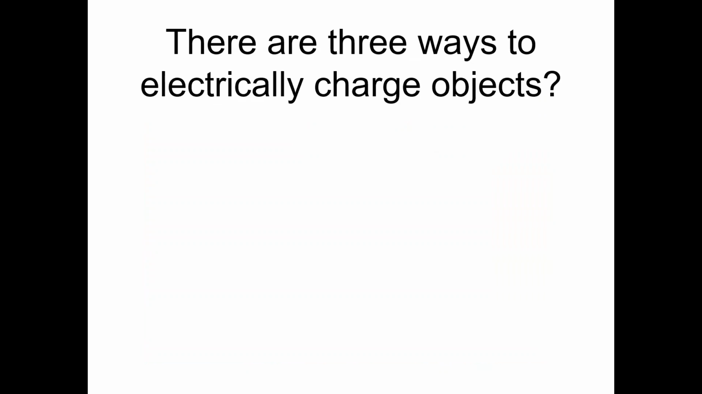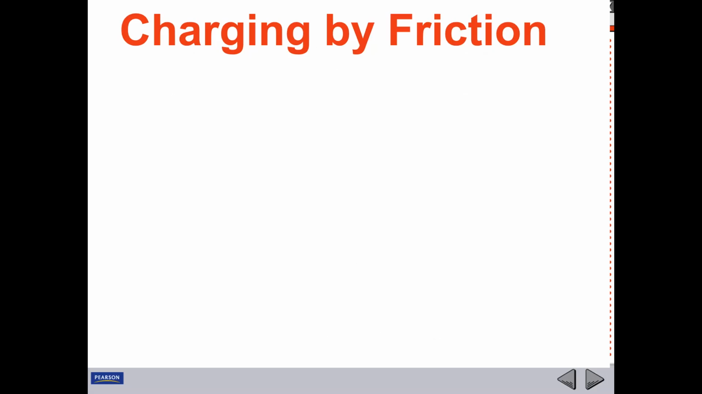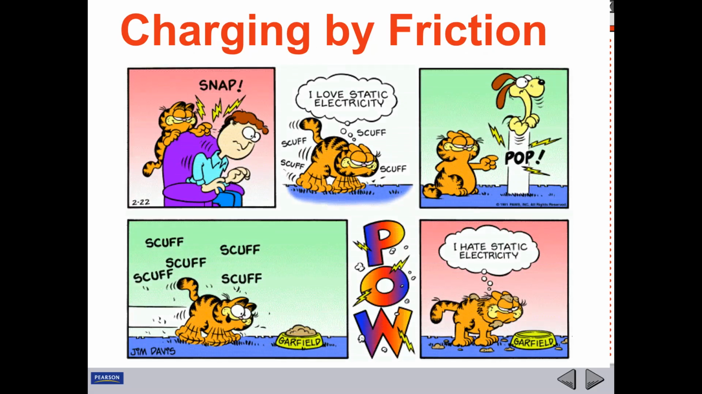Okay, there are 3 ways to electrically charge an object. You can do it by friction, contact, and induction. And I'm going to quickly talk about each one. So by friction, what we mean is you're rubbing against something.